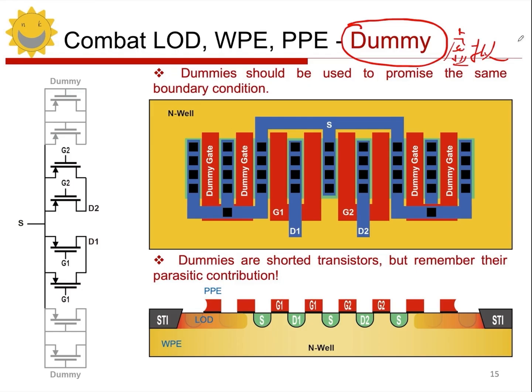So, what are the main issues? Let's take a look. LOD stands for length of diffusion, right? WPE stands for well proximity effect. And then, these include STI stress issues, layout bias issues, and polysilicon proximity effects, right? All of these can be addressed using this device. So how exactly do we solve these problems? We can understand this better by looking at an example.